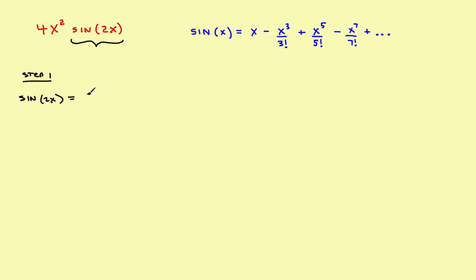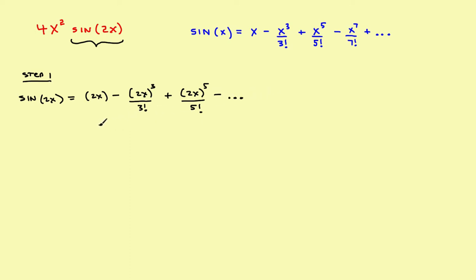So starting with this definition, in place of x, we've got a 2x, then minus, and this used to be x cubed, so now it's (2x) cubed, divided by 3 factorial. Then you've got plus, in parentheses again, x to the 5th, but now it's (2x) to the 5th, divided by 5 factorial, and then you've got minus, and it'll go on for infinity.